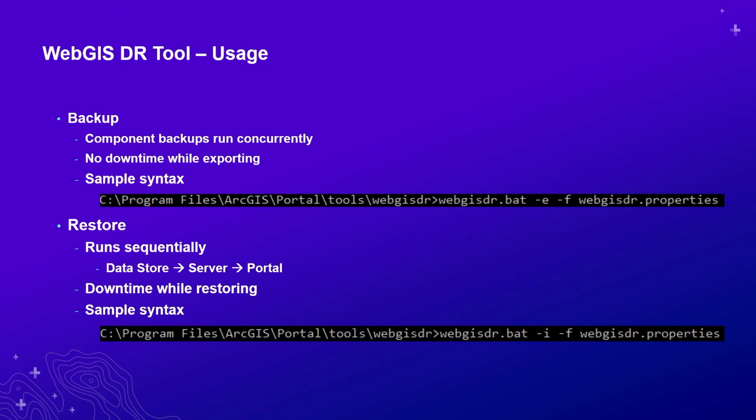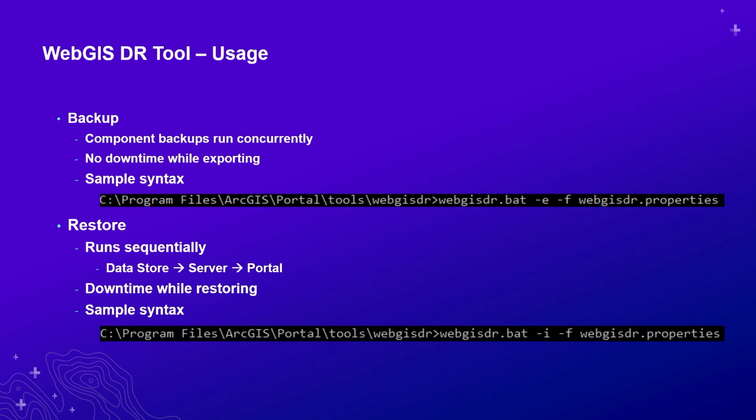The syntax to run a backup is to pass in the path to the batch file or properties file, use -E or --export to create a backup, -F or --file, and pass in the WebGIS DR properties file that's been updated. The restore process runs sequentially.